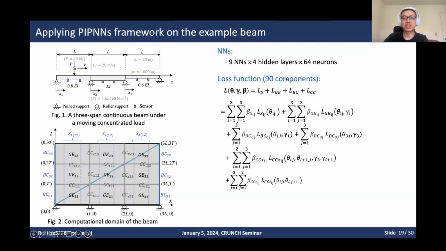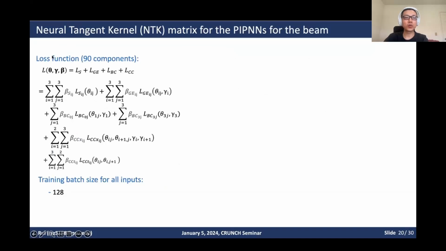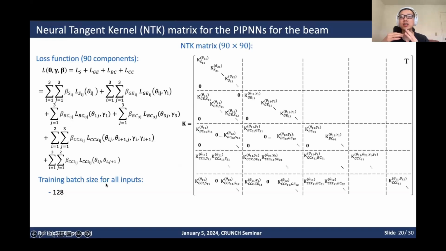So we know it is a lot of loss components. And the training batch size for all the inputs is 128. Once we have the loss function and the training batch size, we can calculate the NTK matrix. We conduct all this in Python, so I will skip the details of how to get the kernel, but generally, this is the NTK matrix.